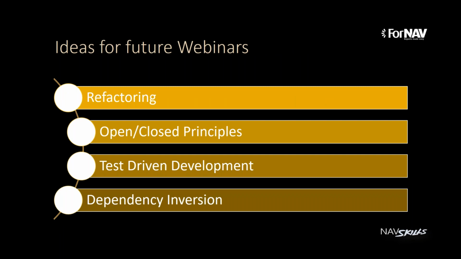So with this, I would like to end. We have 5 minutes for Q&A left. We've done amazing on time, right? Ideas for future webinars? Maybe we could do more on refactoring. Maybe we should do something on open and closed principles. Luc is going to do a webinar again on testing in NAV. And I think dependency inversion is also nice for a next webinar, right?